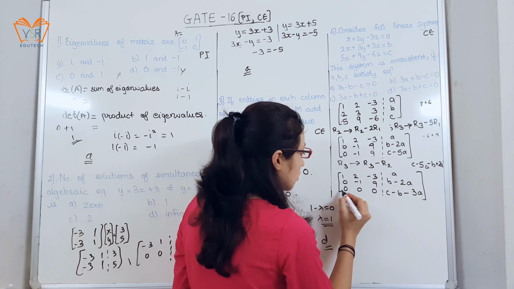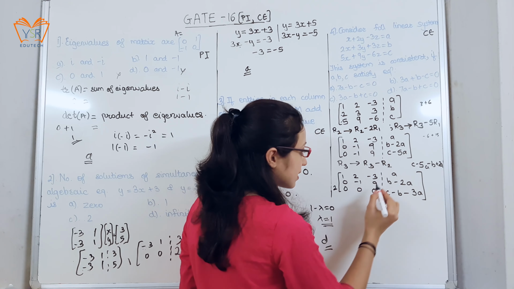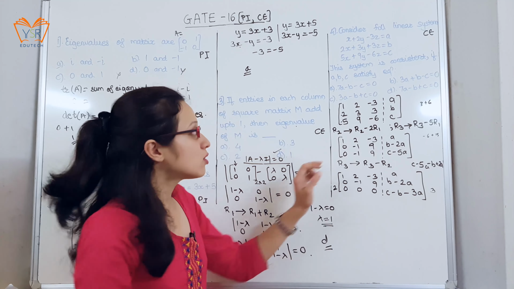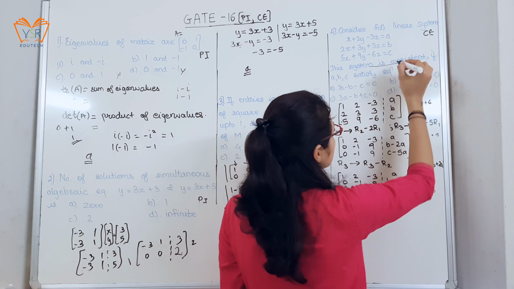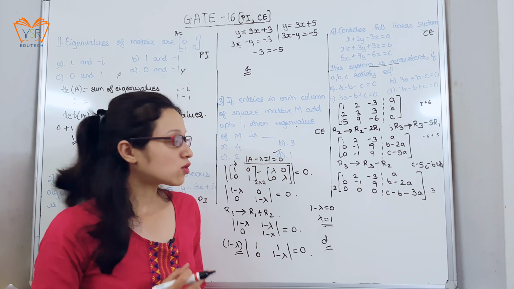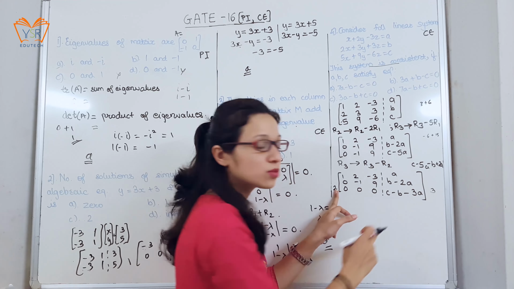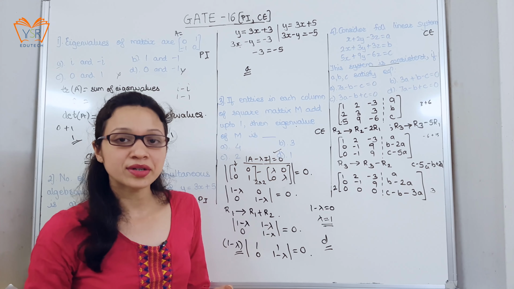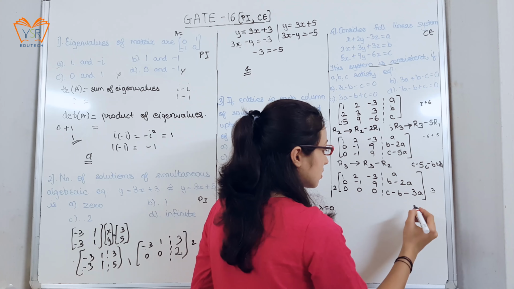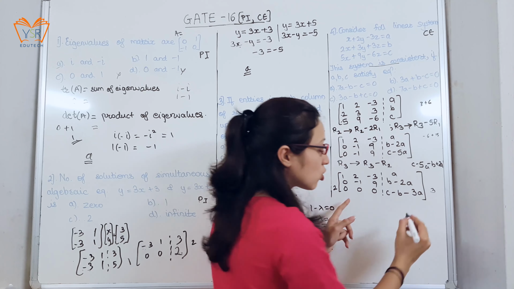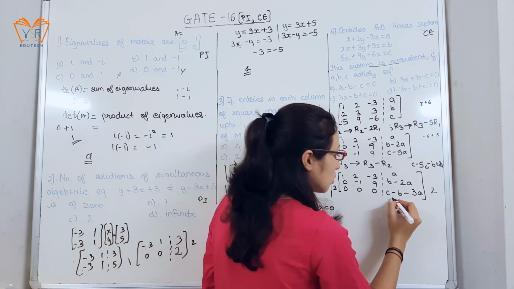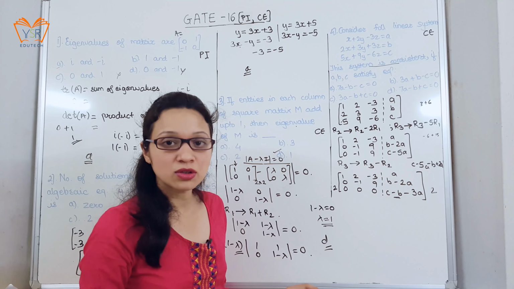So the rank of the coefficient matrix is 2 and the rank of the augmented matrix is 3. But in the question it is specified that the system is consistent. System is consistent means what? It has a solution. For a solution, the ranks should be equal, that is, the rank of the coefficient matrix and the rank of the augmented matrix should be equal. So to make these ranks equal, the augmented matrix should have rank equal to 2. To make it equal to 2, this last element should be equal to 0.